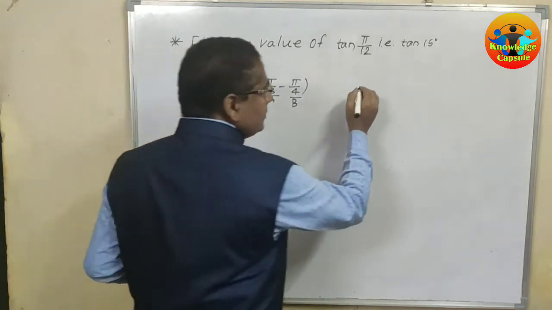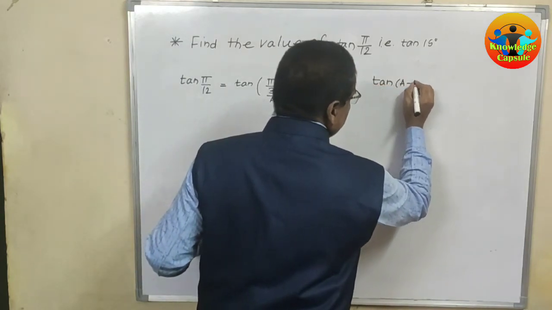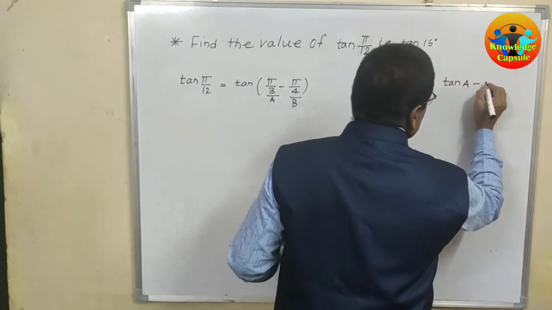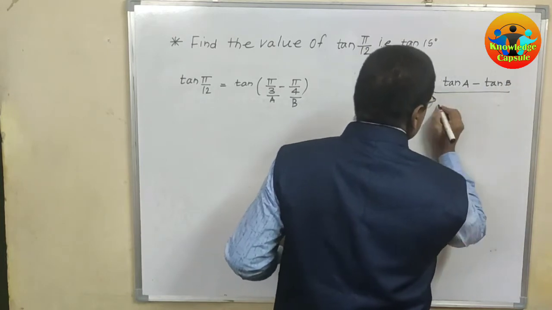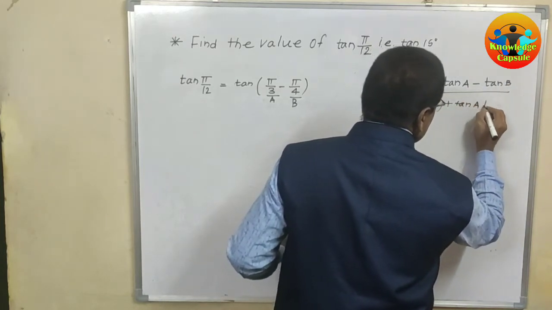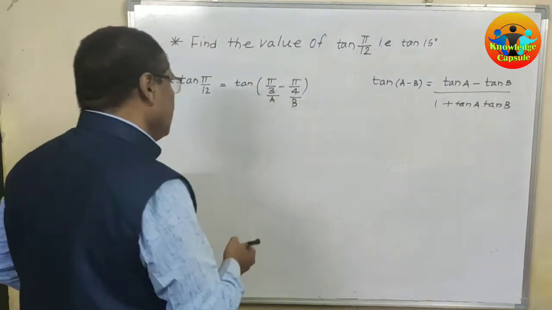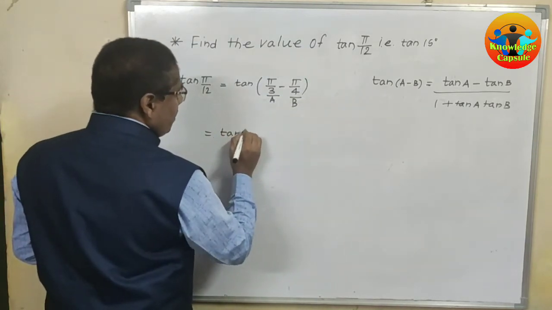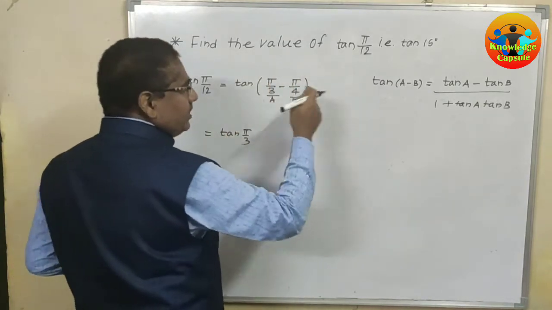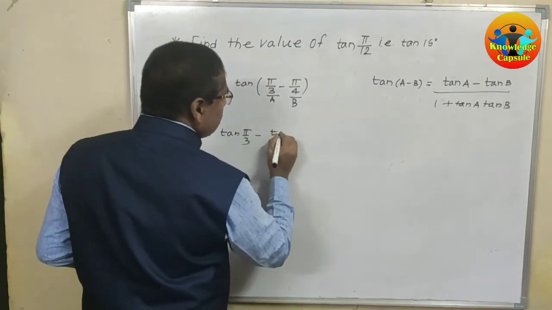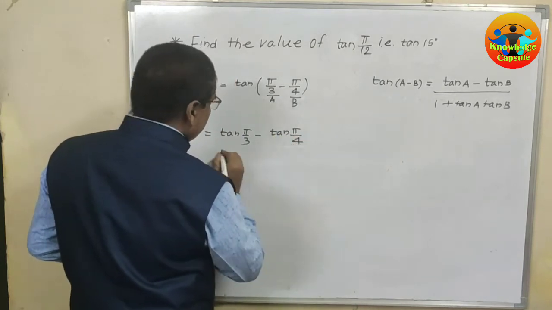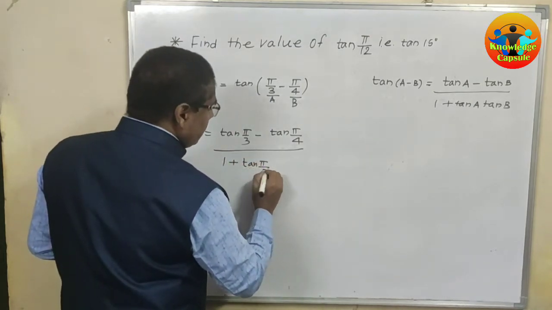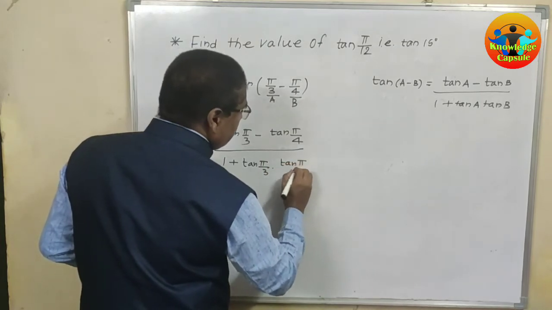Tan A minus B formula is tan A minus B is equal to tan A minus tan B upon 1 plus tan A tan B. By applying this formula, this will be tan pi by 3 minus tan pi by 4 upon 1 plus tan pi by 3 into tan pi by 4.